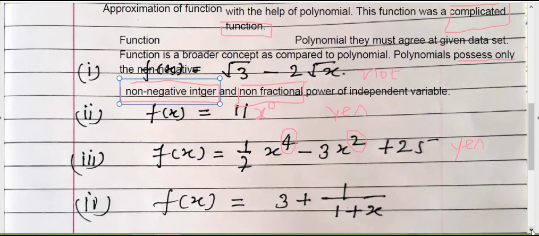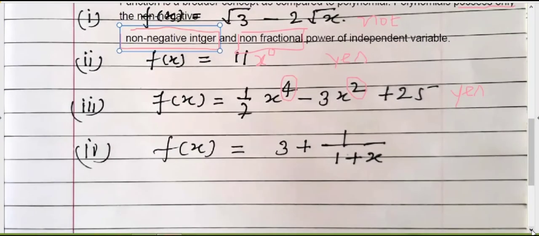And now next, this one, f(x) is equal to 3 plus 1 upon x. This is not a polynomial. Why? Because the power of x will be negative. This will involve a negative integer.